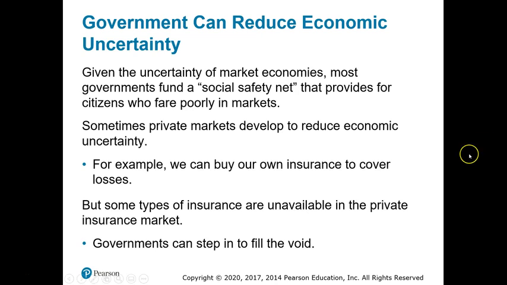Sometimes private markets develop to reduce economic uncertainty. We buy our own car insurance to cover losses. We buy our own health insurance. Well, sometimes that's not available in the private insurance market, and so the government steps in and fills the void. Obamacare is one of those examples.